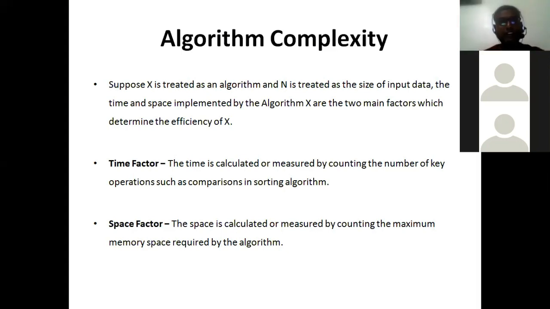So the time factor is measured by counting the number of key operations, such as comparisons in a sorting algorithm. And the space means the amount of space. The space is measured by counting the maximum memory space required by the algorithm. These two things are very very important. That means one is the time factor and the other is space.